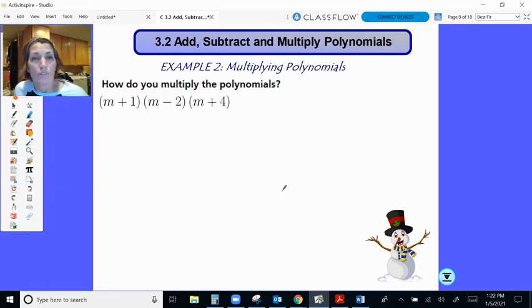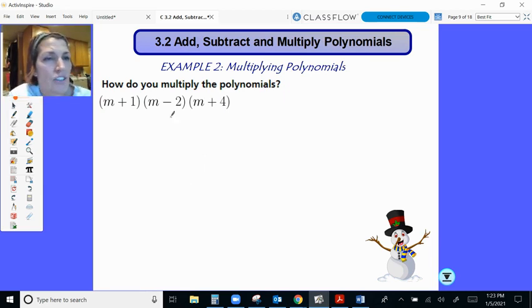Okay, so let's do one more here. How do I multiply these polynomials? You might want to pause this and do this on your own and come back and see how you do. And this one you can multiply in any order. You could multiply m plus 1 times m minus 2 first, or you could multiply m minus 2 times m plus 4. The most important part is you get them all multiplied together.